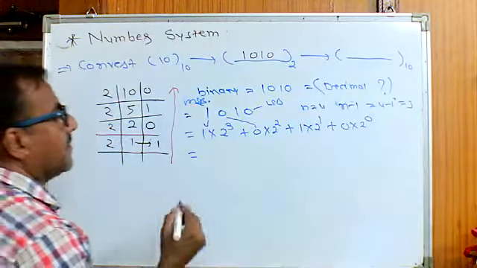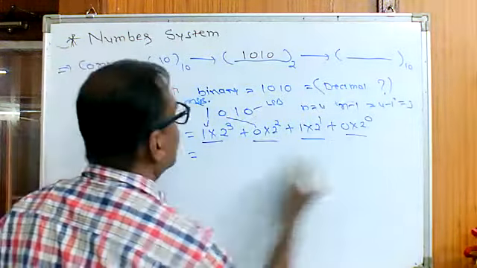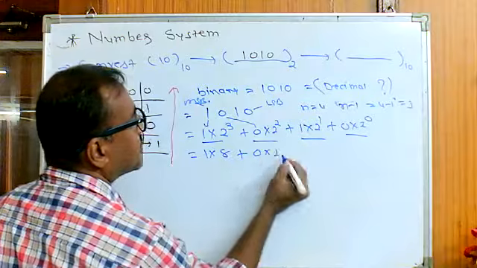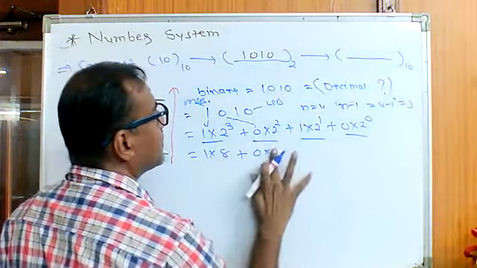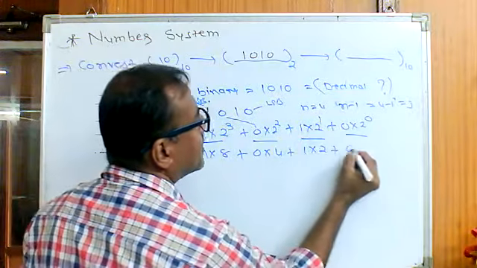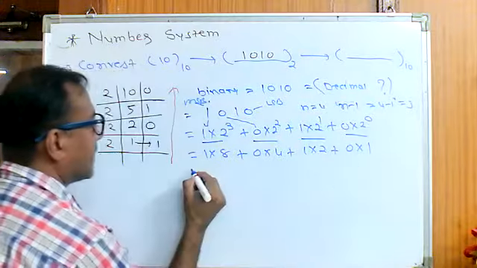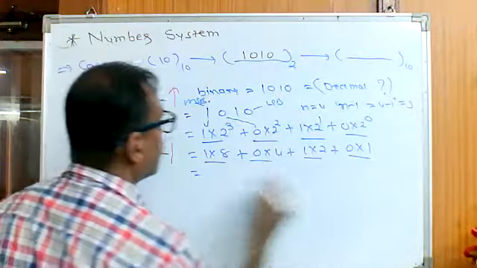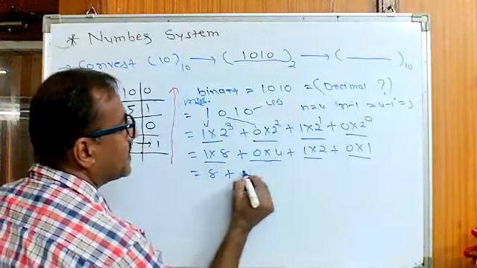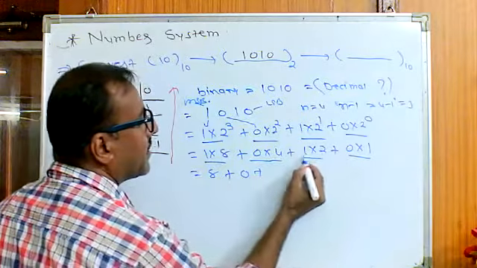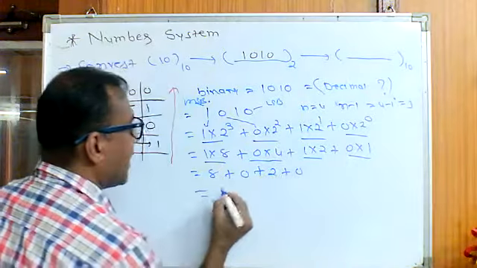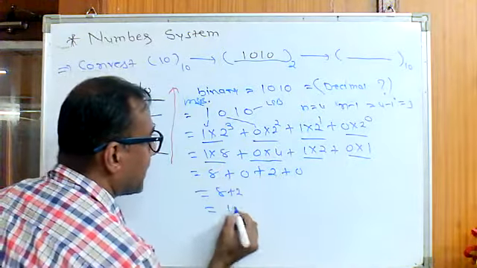So the number is 1 multiplied by 2 raised to 3, which is 8, plus 0 multiplied by 2 raised to 2, which is 4, plus 1 multiplied by 2 raised to 1, which is 2, plus 0 multiplied by 2 raised to 0, which is 1. So 8 multiplied by 1 is 8, plus 0 multiplied by 4 is 0, plus 2 multiplied by 1 is 2, plus 0 multiplied by 1 is 0. So 8 plus 2 is equal to 10.